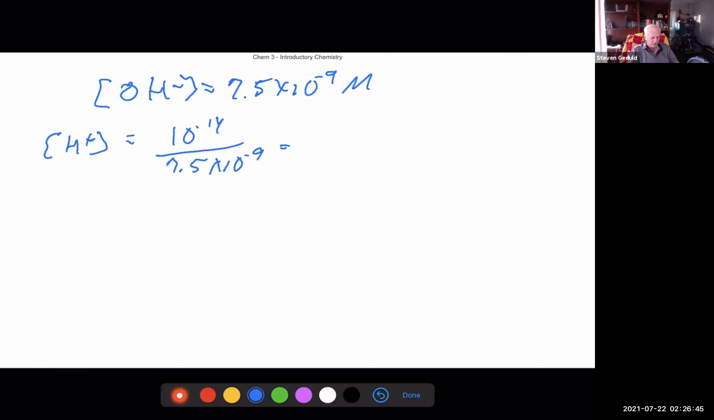So again, let's take our calculators, clear that. And we take 10 to the minus 14, so 1 EE 14, change the sign to negative, and then divide it by 7.5 times 10 to the minus 9, so EE 9 negative equals 1.33 times 10 to the minus, what is that? Looks like 6. Yep, 10 to the minus 6. That's your H plus.